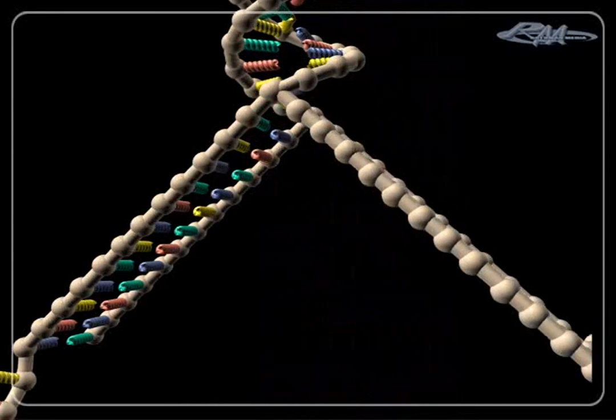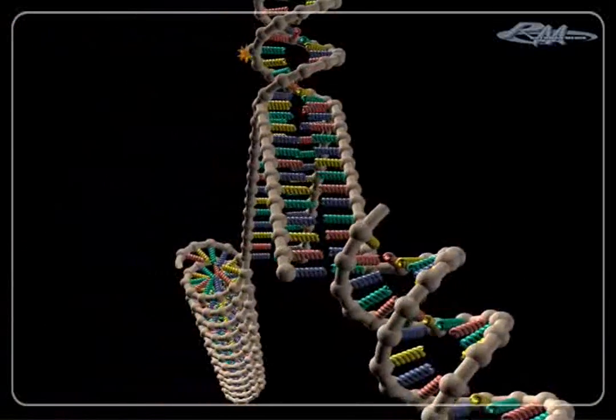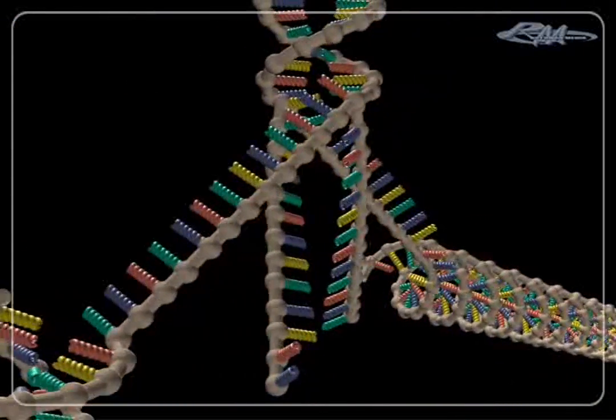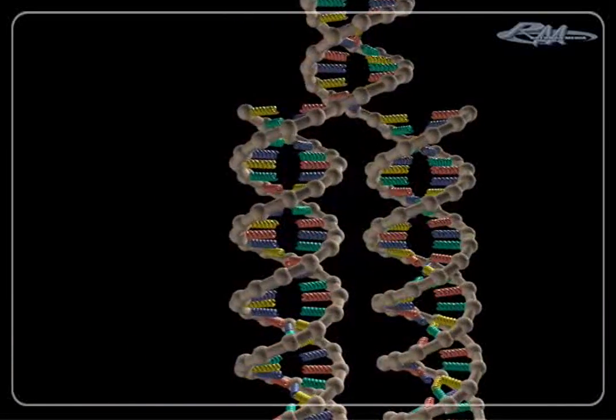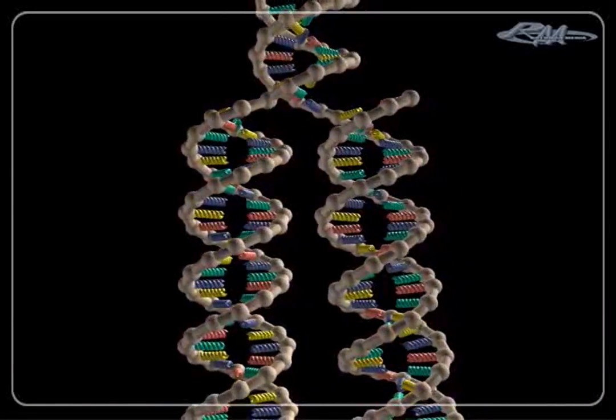When the process is complete, the two new identical daughter molecules have folded back into a double helical form, and one copy of a cell's genetic design information has become two.